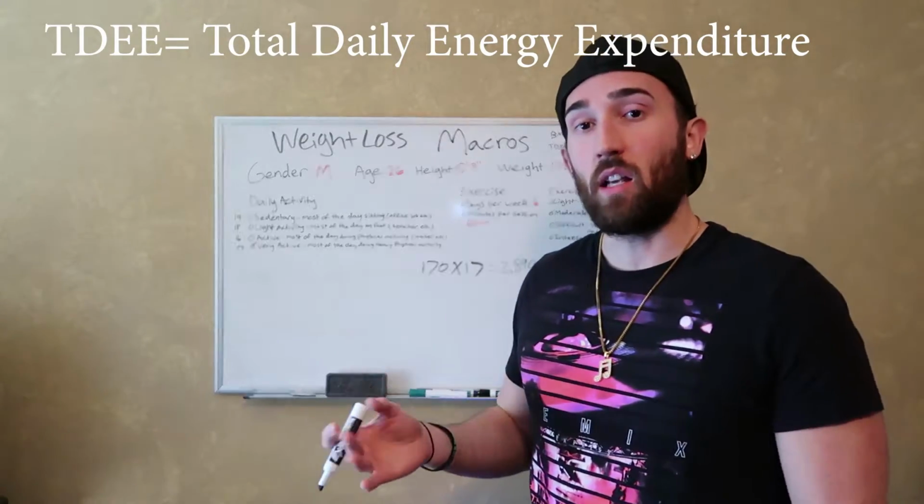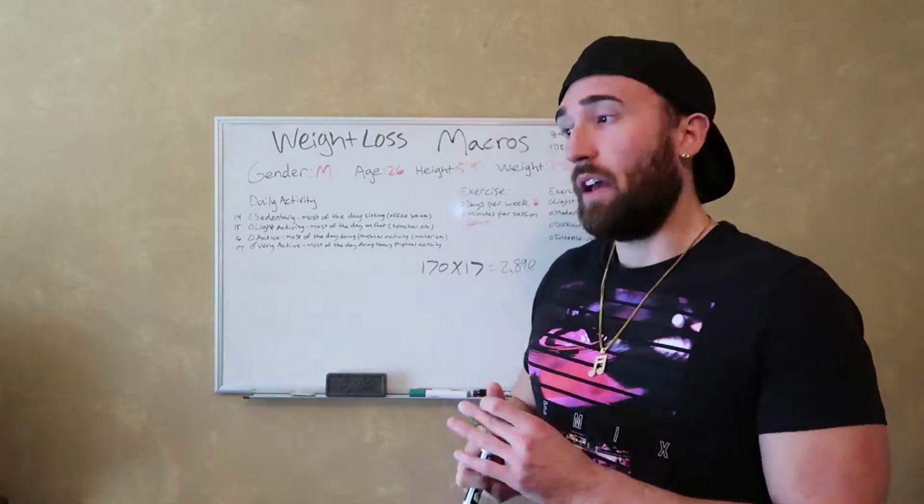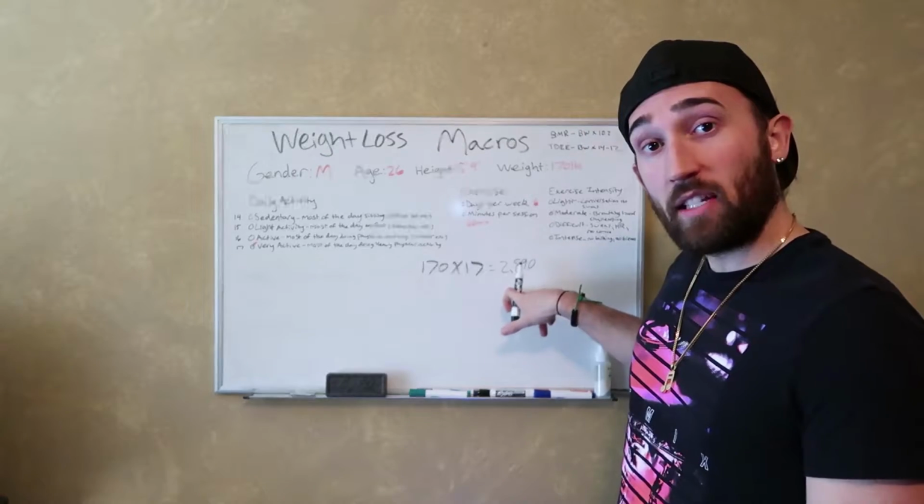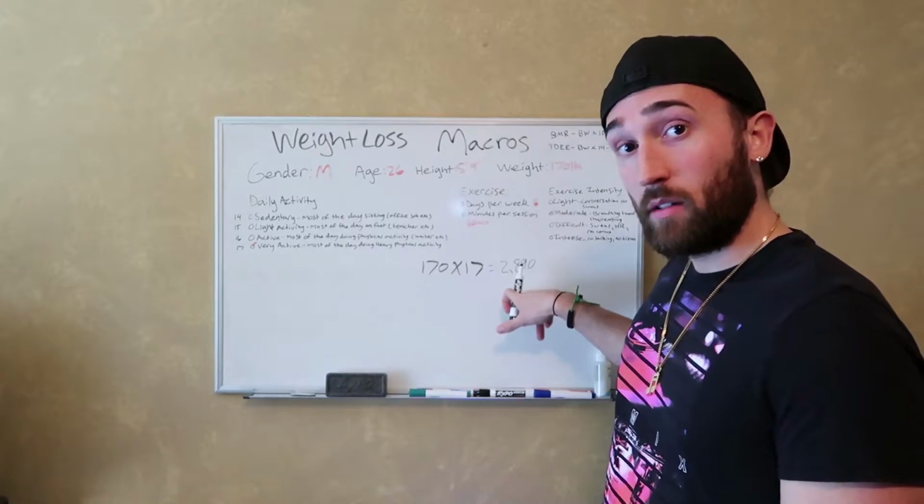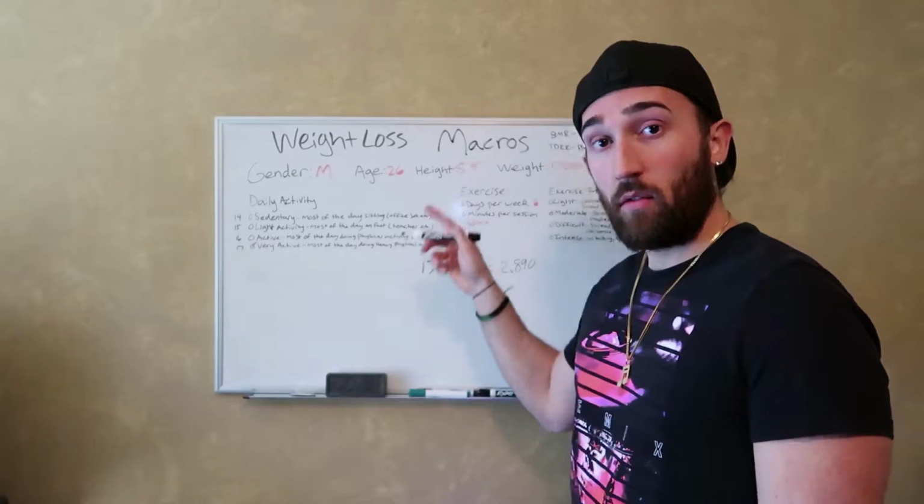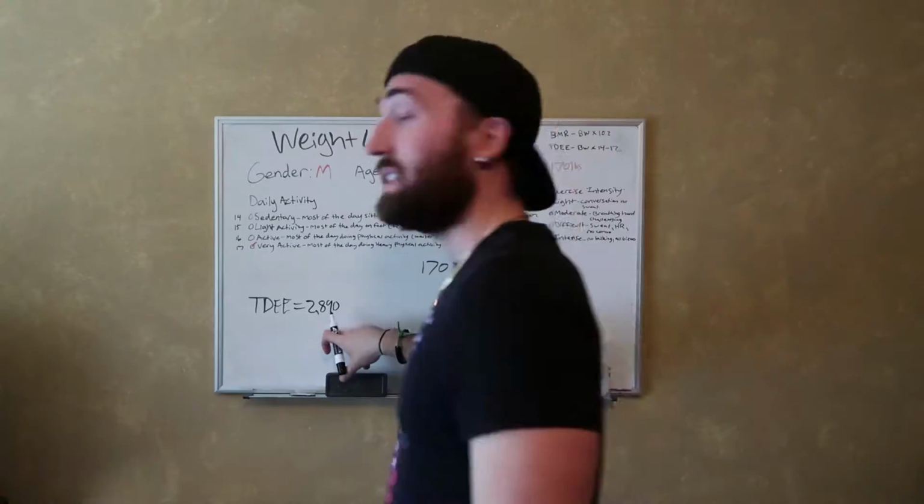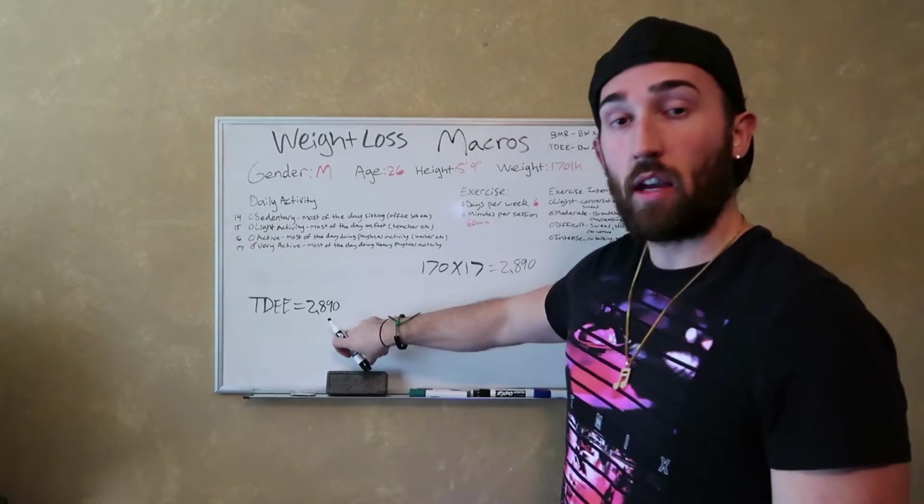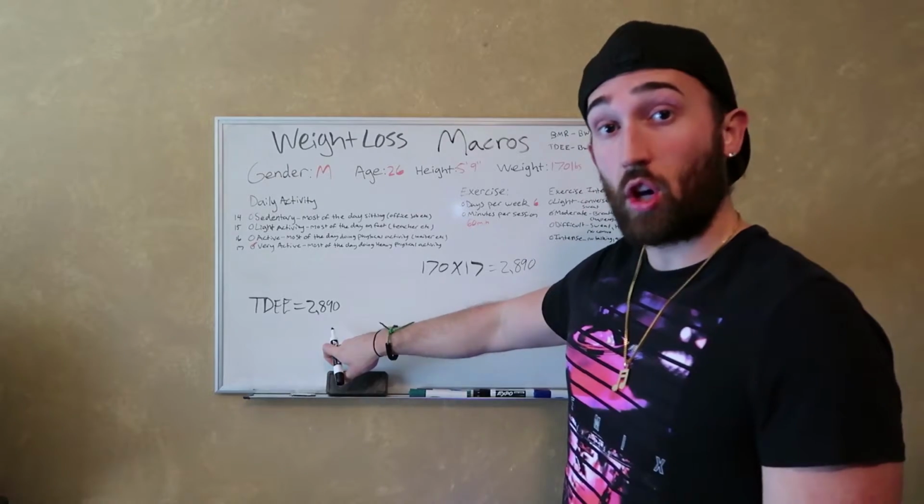What this means is, essentially, this is my maintenance calories. If I were to eat exactly 2,890 calories per day, with my activity level, I wouldn't gain weight or lose weight. My TDEE is going to be 2,890. So this is our starting point.